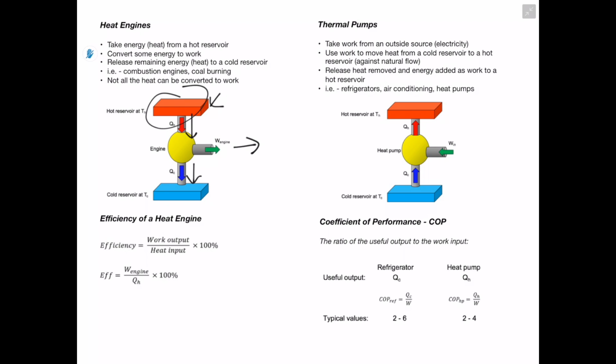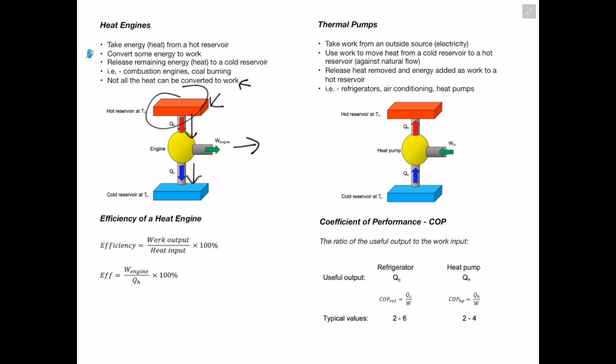And this brings us into the efficiency of a heat engine. Like we stated up here, not all the heat is going to be converted to work. So we want to know how efficient this engine is at converting heat to work, and we can use these equations here. Basically, we're going to take the work done by the engine and divide by the heat input. We want to know how much work we get out compared to how much heat or energy we have to put into the heat engine.